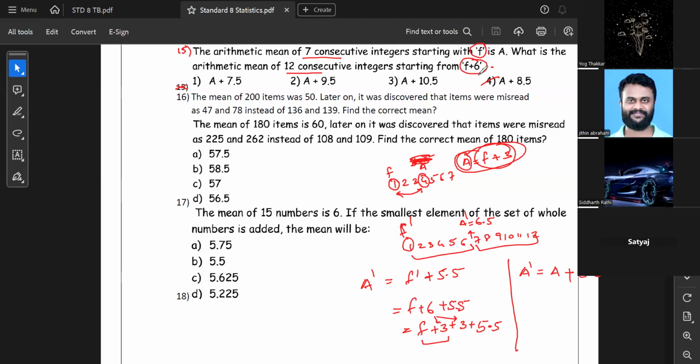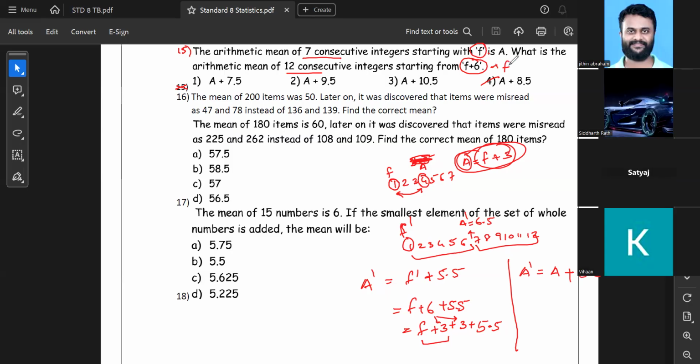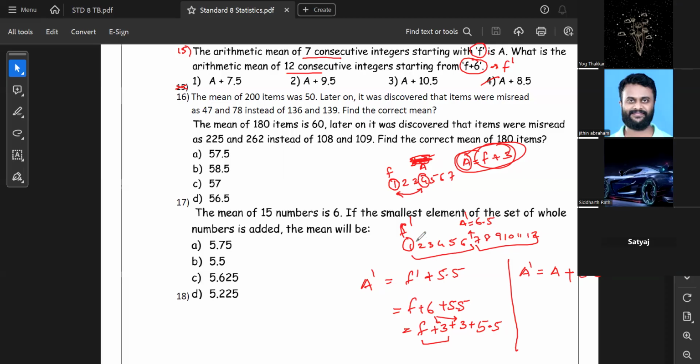So instead of saying f plus 6, just to save my time, I'm calling this as f dash. Understood? Agreed? Fine. So I'm calling this as f dash and the new average as a dash. So this new average is basically the first number plus something.